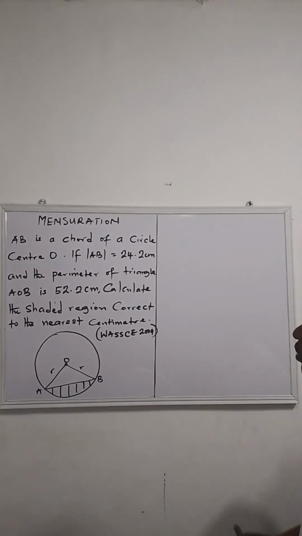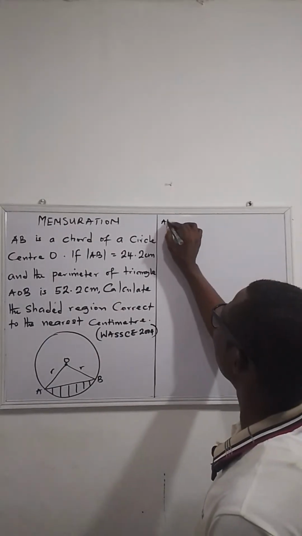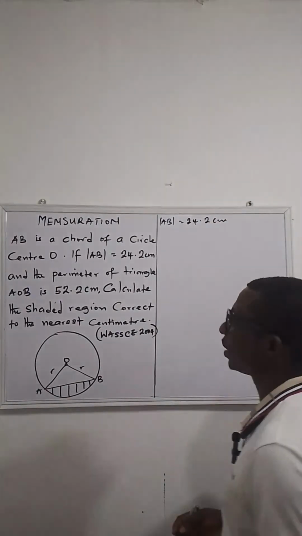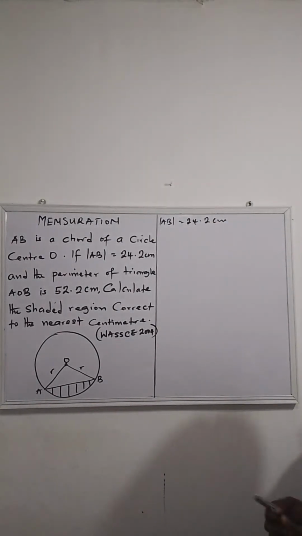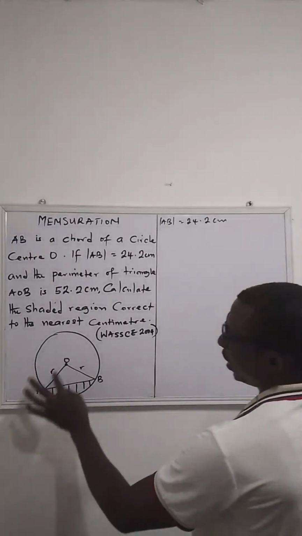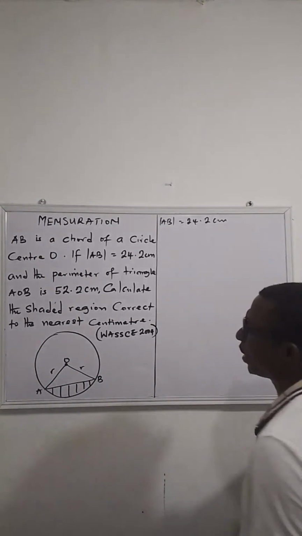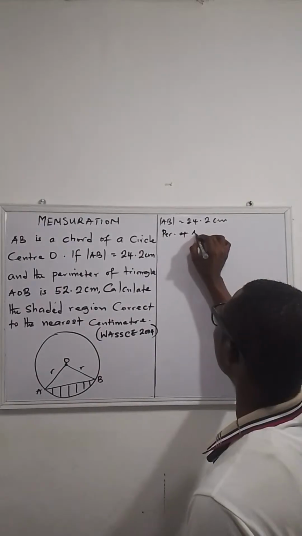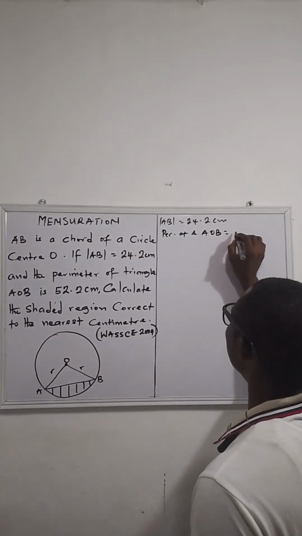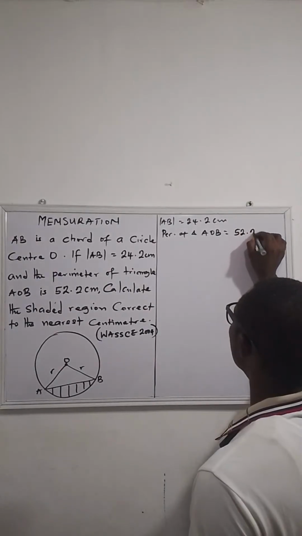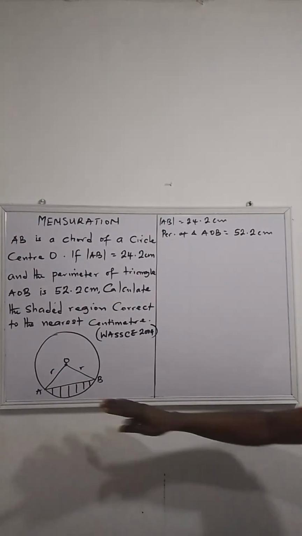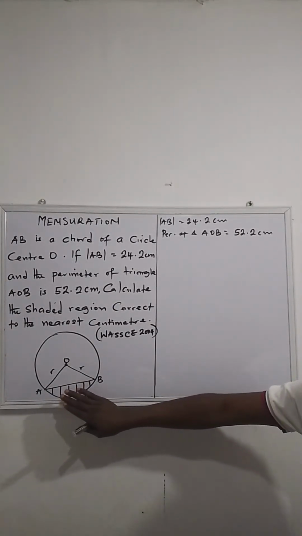Now let's see how we are expected to solve this problem. When you look at the question, we are given the length of chord AB to be 24.2 centimeter. We are also given the perimeter of triangle AOB, which is 52.2 centimeter. So now I want to calculate the shaded region, that is the segment.